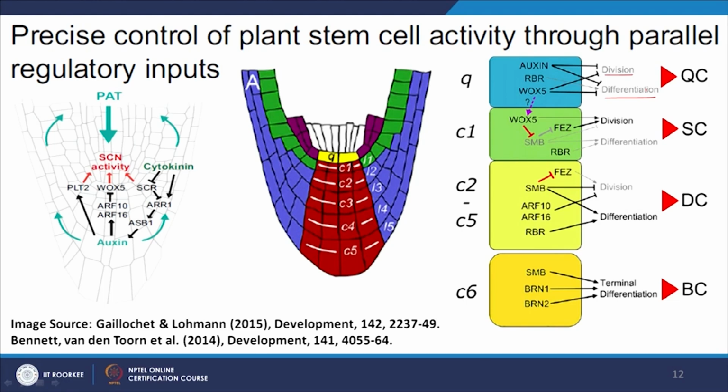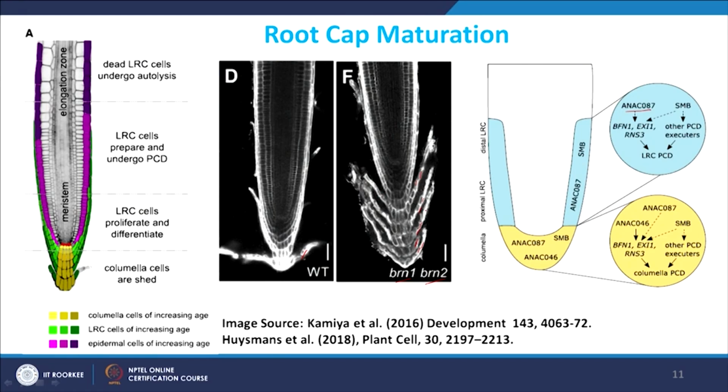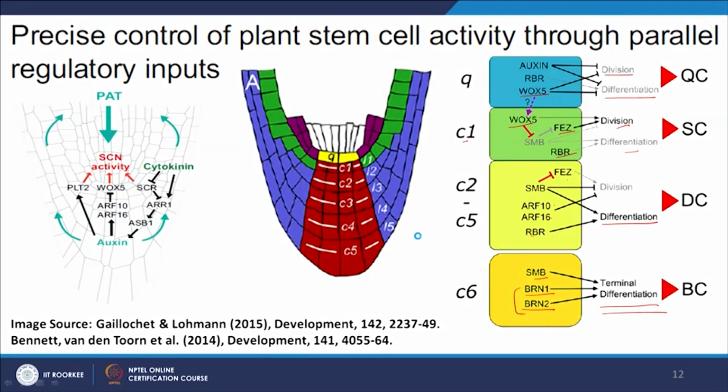And if you come to the last layer, which is called terminal differentiation, the final layer of differentiation, there are other genes called BRN1 and BRN2, and together with SMB, they initiate or activate the process of terminal differentiation. And that is why, if you do not have BRN1 and BRN2, if you remember this, the terminal differentiation is defective and you can see multiple layers of lateral root cap formation. So, we will stop here and in the next class we will discuss vascular tissue development. Thank you very much.